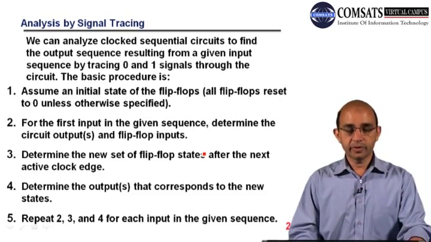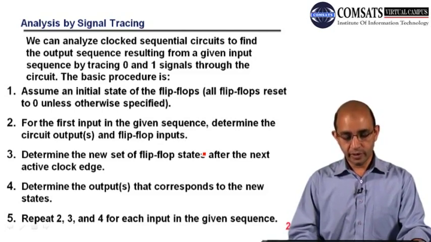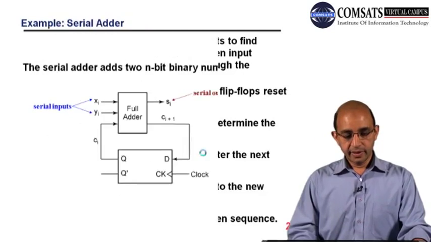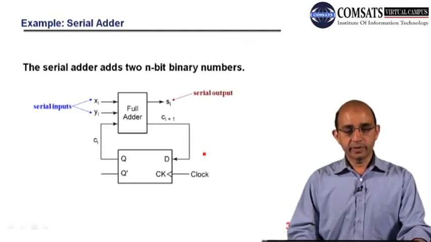And we will keep on going until we have applied all the possible sequences. For example, if we have two values A and B, we will have 00, 01, 10 and 11. So these are the sequences which we will apply one by one. So let's have an example.